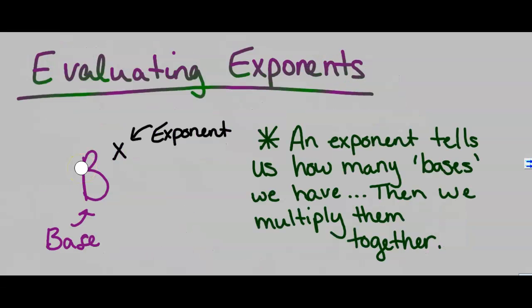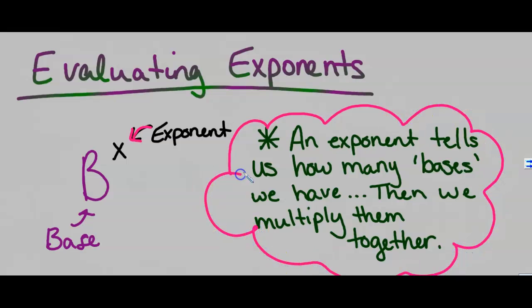First, let's talk about evaluating exponents. Now, exponents are set up looking like this. There's a big number and then just a little, what we call subscript value up here. This number right here is the actual exponent, and the big value is what we call the base. An exponent tells us how many bases we have. And then we're going to use that knowledge and multiply all of those bases together.